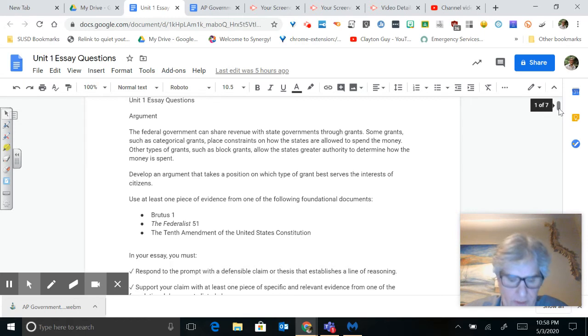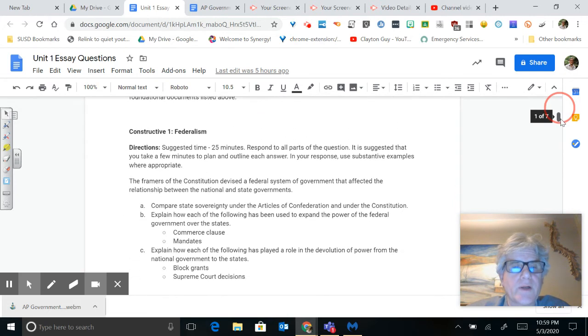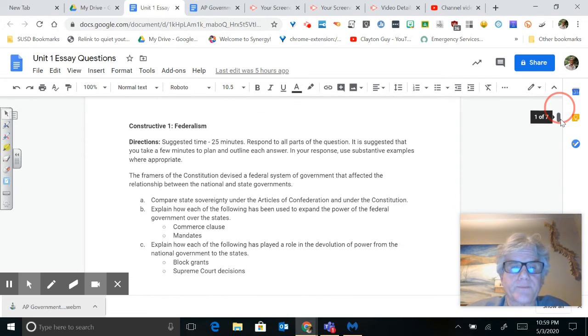So if you have any questions, feel free to ask, but you do need to write an essay about this argument. Block grants, categorical grants allow state or states authority to determine how the money is spent. Develop an argument that takes a position on which type of grant best serves the interest of the citizens. Okay. Constructive, number one, federalism.